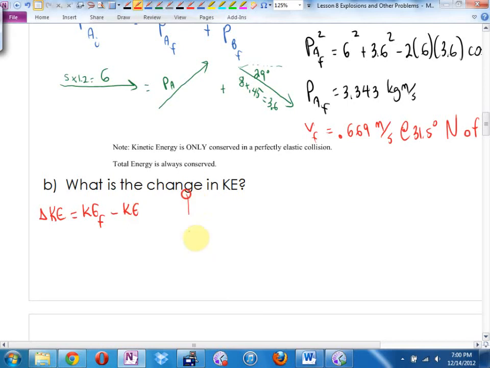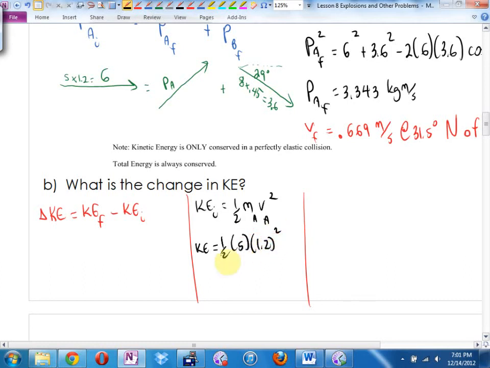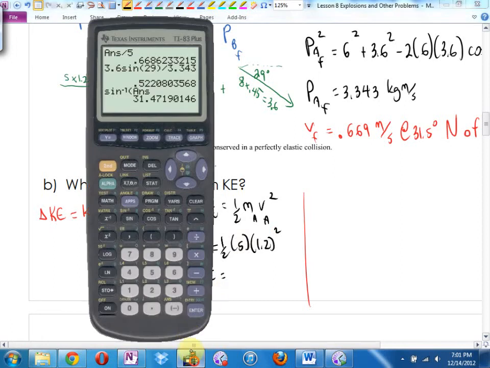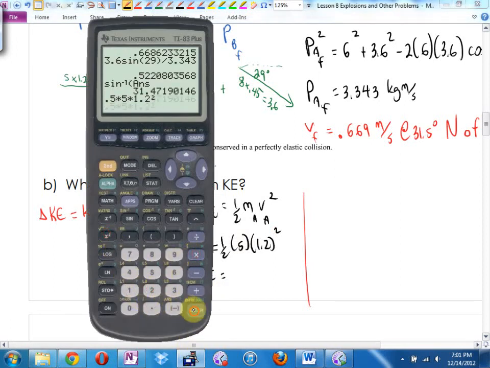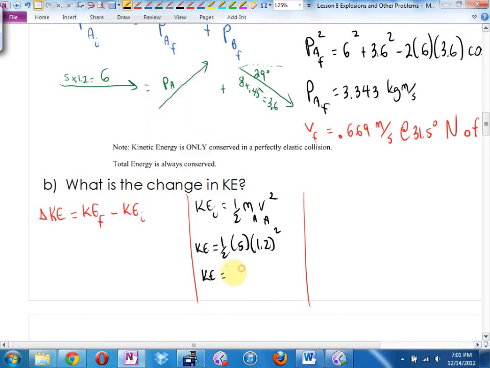I'm going to divide my screen into 3 little sections here. Kinetic energy initial. Before the collision, what was moving? Just mass A? It's going to be a half mass A VA squared. It's going to be a half times 5 times 1.2 squared. The amount of kinetic energy before the collision was 3.6 joules.